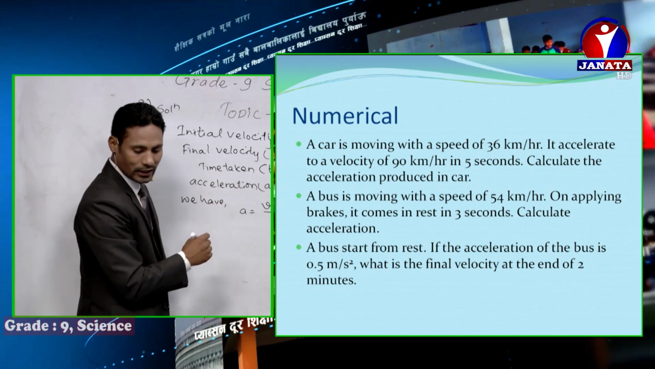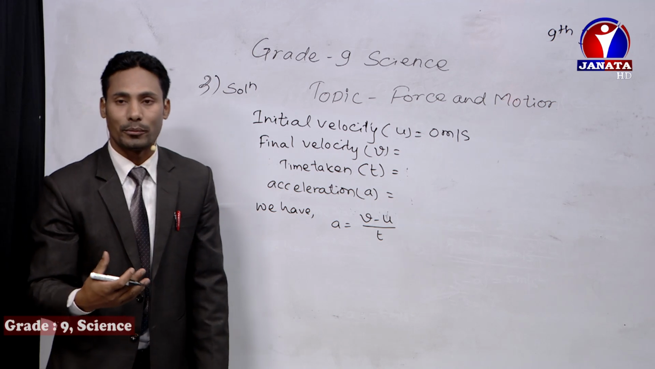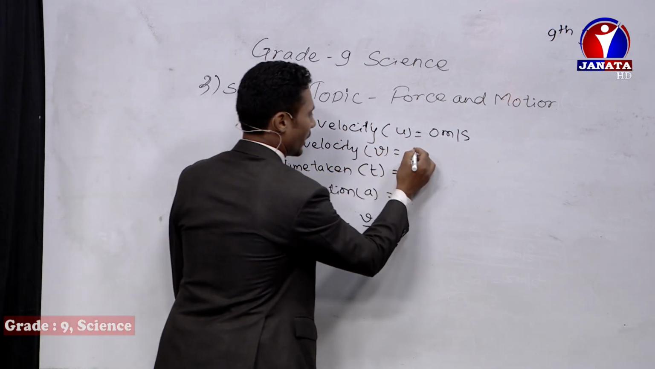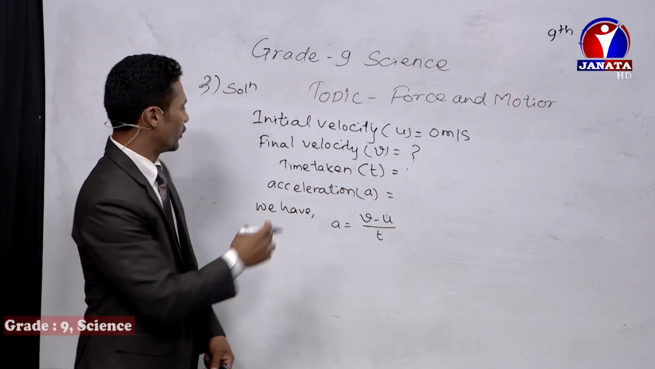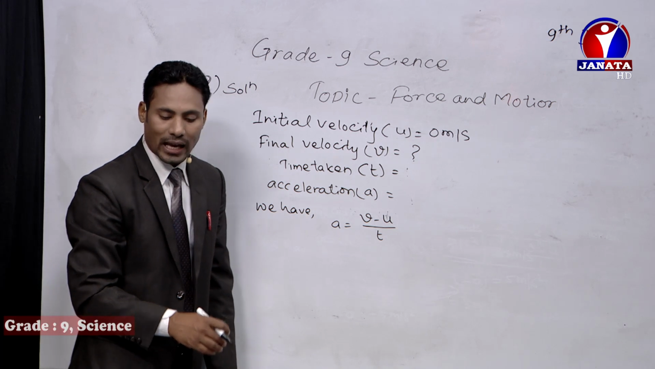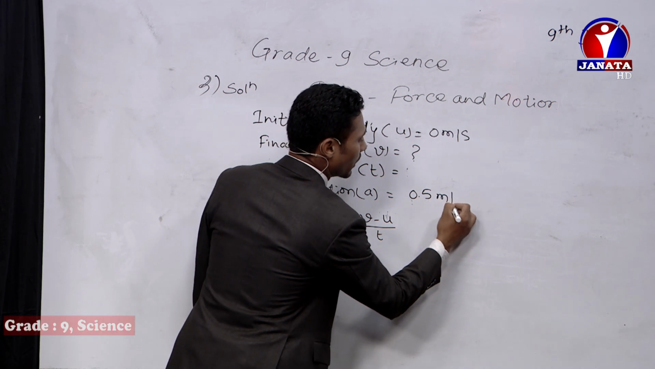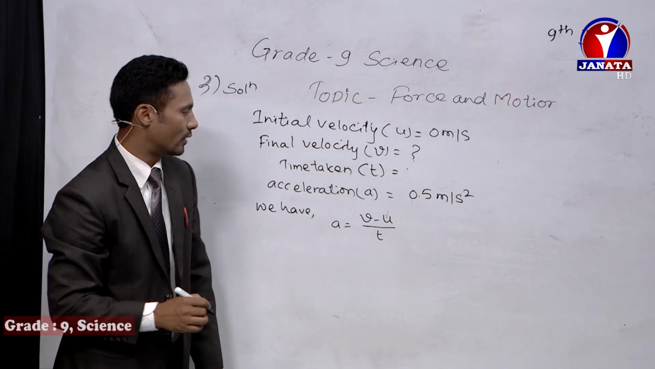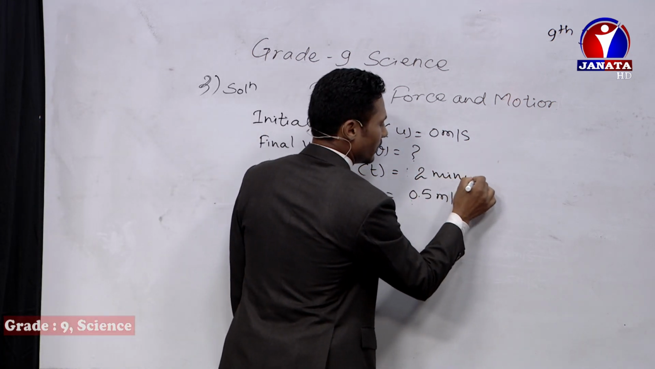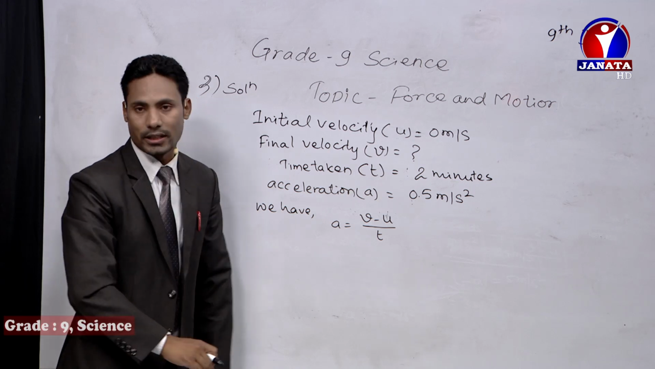That's why the initial velocity is 0 meter per second. Why? Because the bus starts from rest. And we need to calculate the final velocity. While you solve, you write down whatever you have to calculate at the last. Acceleration is given, 0.5 meter per second square, and the time taken is also given, 2 minutes. Then we need to find this final velocity.